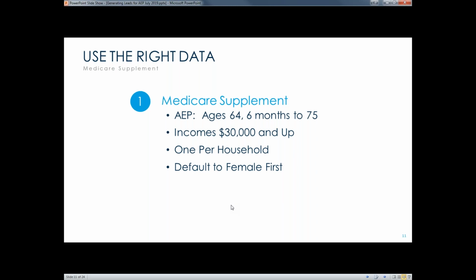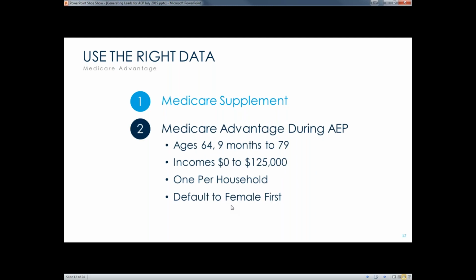We always default to female first because we find that in most cases, the female is the one who makes the healthcare buying decisions. So there's no reason to send two pieces of mail to the same household when one person is going to make the buying decision. So when you see some counts compared to other vendors out there, we may have a lower count than they have because we're only going to send one into a household. And again, default to female first. You're able to do what you want to, but that's what we would recommend.